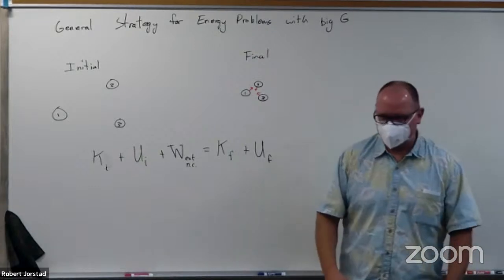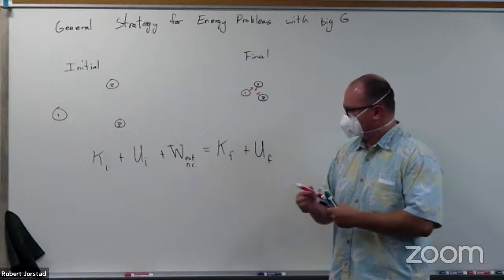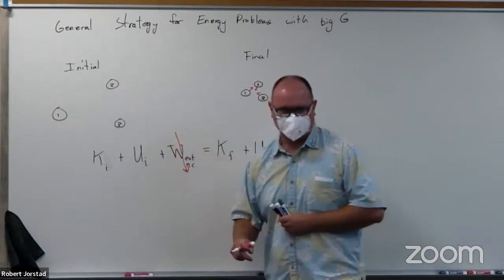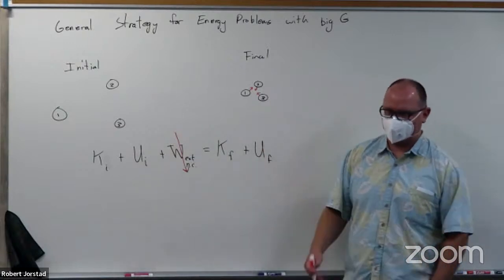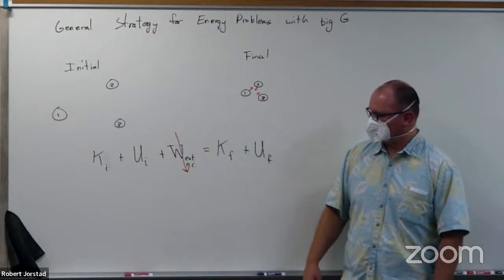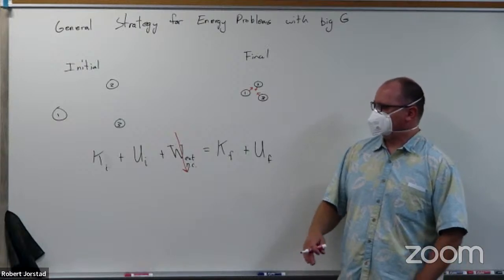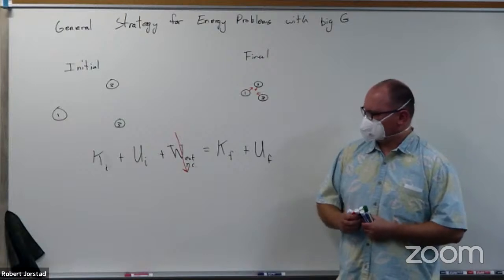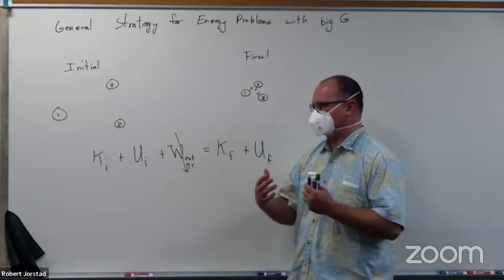Now, typically, we ignore this term. Why do you think the work external and non-conservative goes to zero? Gravity is going to do work on these objects. Gravity is going to speed them up. Why do we ignore the work done by gravity? That's what we're looking for. Because that's what we're dealing with, because that's the whole reason why they're moving towards each other. That's right, it's not an outside force.